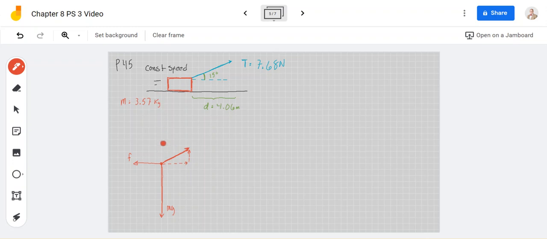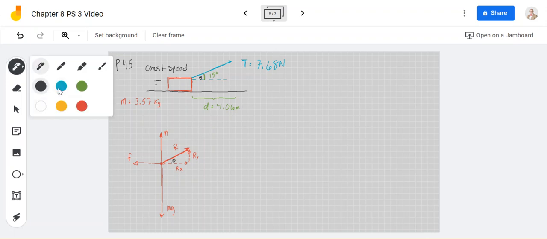And then there's a normal force here that is less than the weight because the up component and the normal force have to balance out the weight. So we can call this the rope force. This is the rope force in the y direction, and this is the rope force in the x direction. Here's our angle theta, and it's 15 degrees.